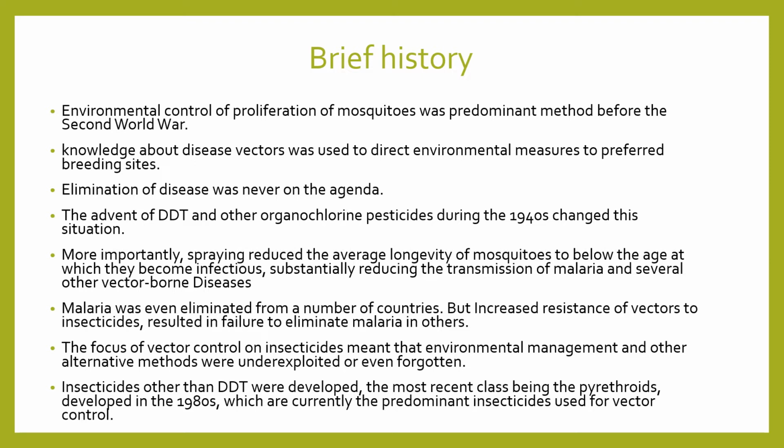Because of this, in the 1980s, insecticides other than DDT were developed. The pyrethroids, being the most recent class of insecticides, are currently the predominant insecticides used for vector control.